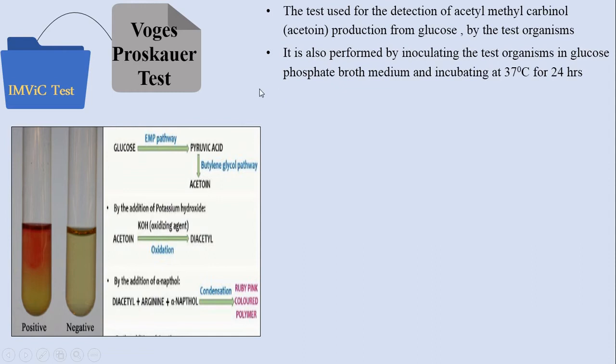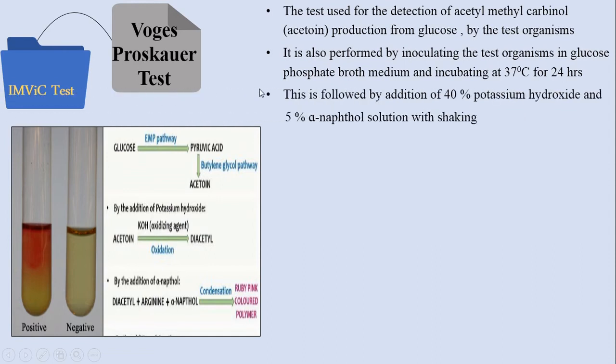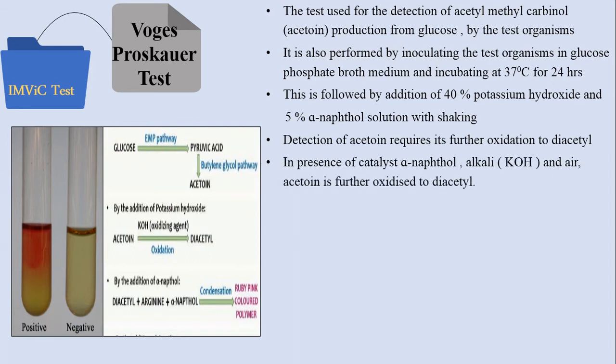This is followed by the addition of 40% potassium hydroxide and 5% alpha-naphthol solution with the shaking of the tube. For the detection of acetyl methyl carbinol or acetone, its further oxidation to diacetyl is required, and it takes place in presence of a catalyst, that is alpha-naphthol, alkali, that is potassium hydroxide, and air. That means in presence of alpha-naphthol, potassium hydroxide and air, acetone is further oxidized to diacetyl.